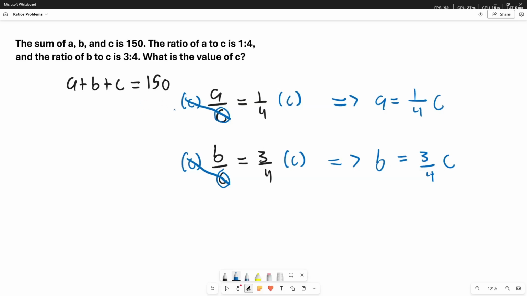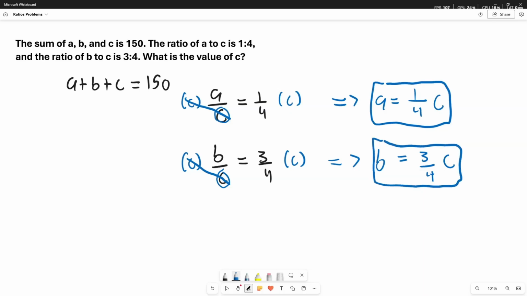So now we have like terms. We've found essentially a substitute for A and B given the definitions that they gave us here with the ratios. So what we can do now is replace A with 1 over 4C. And we can also replace the B with 3 over 4C. And C is just C here.